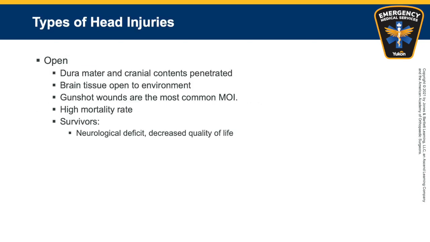An open head injury is going to involve visible dura mater. Your cranial components are going to be showing, or they're going to be penetrated. There's going to be brain tissue that you can see. Apparently, gunshot wounds are the most common mechanism of injury, even in Canada, which kind of surprises me. They do have a high mortality rate. One of the benefits, though, is that the pressure gets relieved, which we'll see in the next couple. You don't get that relief.